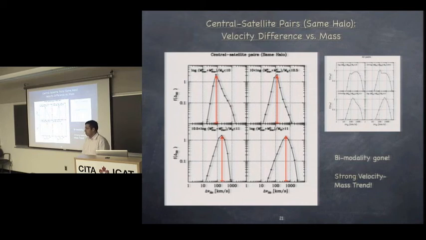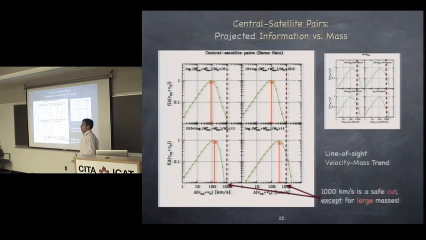Okay? So this is a nice thing you can do in a simulation, but an observer is not going to have access to three-dimensional separations or three-dimensional velocities. So what you can do is show everything in terms of projected separation and line of sight velocities, which is what an observer needs to know. And you also recover the trend. As you start looking at more and more massive galaxies, things are going to move more quickly, and when you didn't do that, you didn't see that.